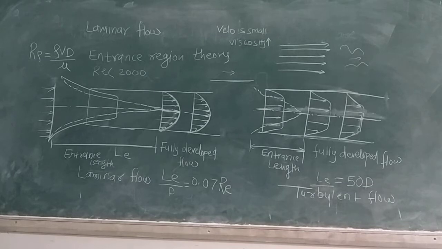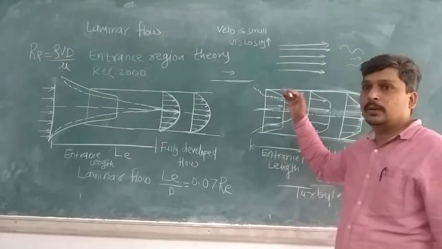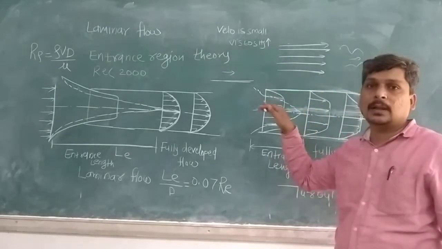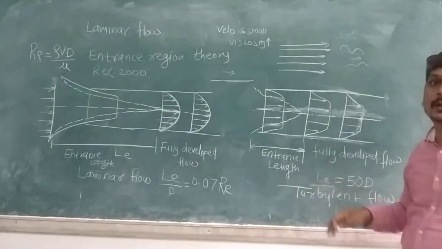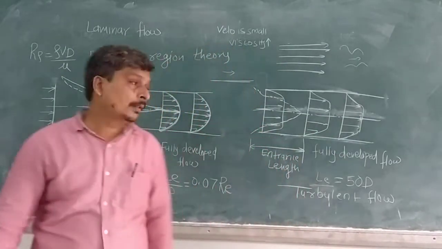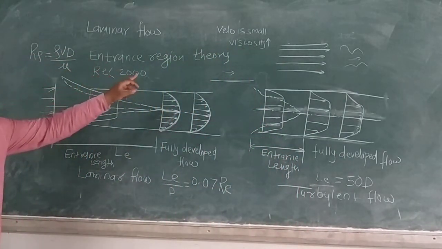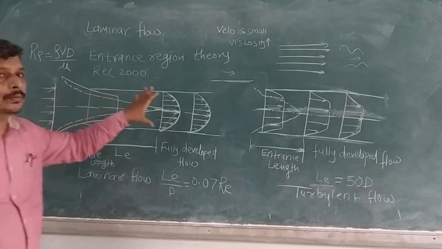So we have considered laminar flow, that is, the flow over the sheets or planes. One layer is moving over another layer. There are no disturbances or zigzag motion of the fluid. Now the first point we have to consider is the entrance region theory. So what is the entrance length that we have to consider?